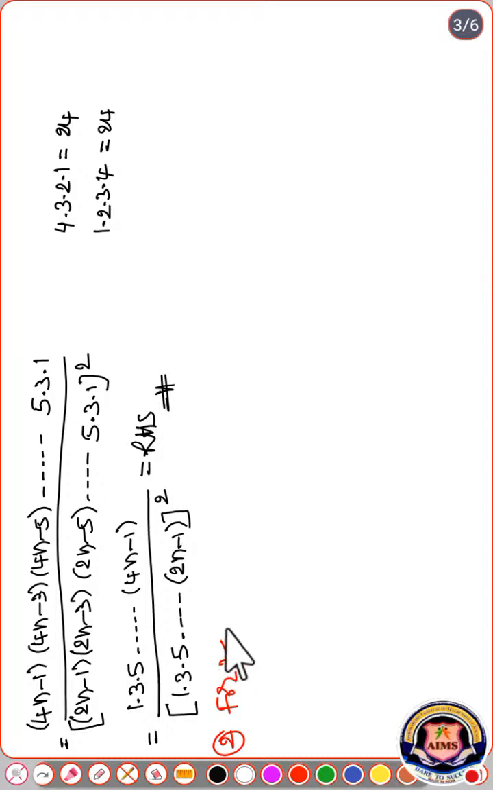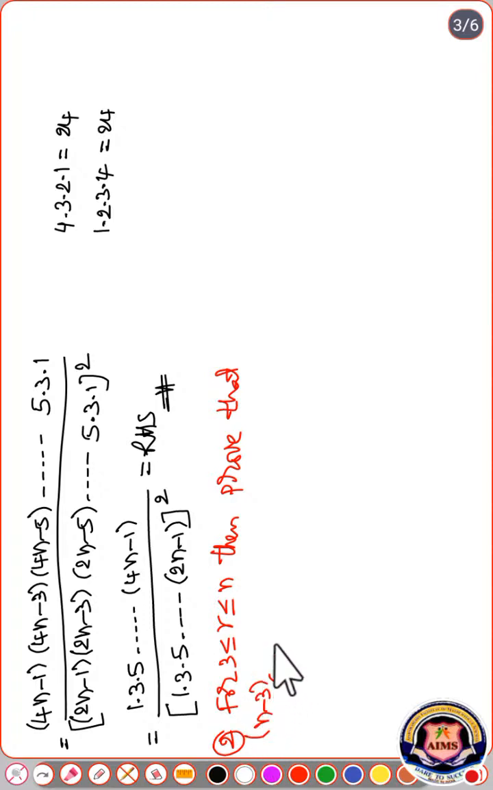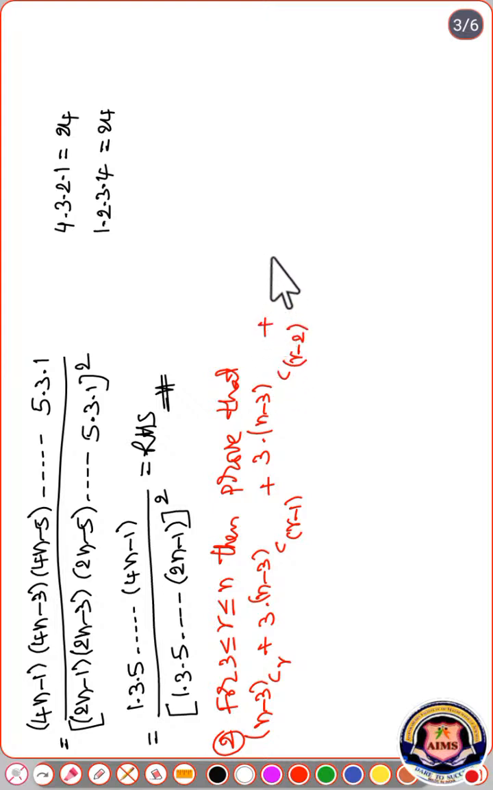For 3 less than or equal to r less than or equal to n, then prove that n minus 3 Cr plus 3 times n minus 3 Cr minus 1 plus 3 times n minus 3 Cr minus 2 plus n minus 3 Cr minus 3 equal to nCr. We can prove. This is the problem.